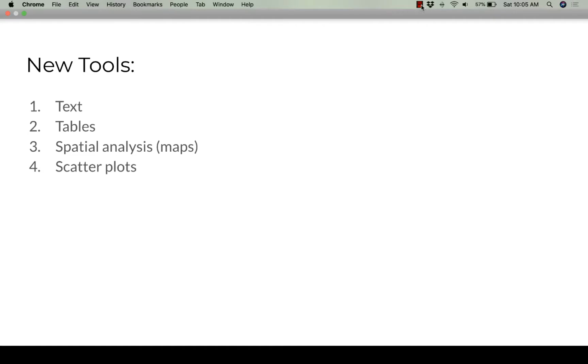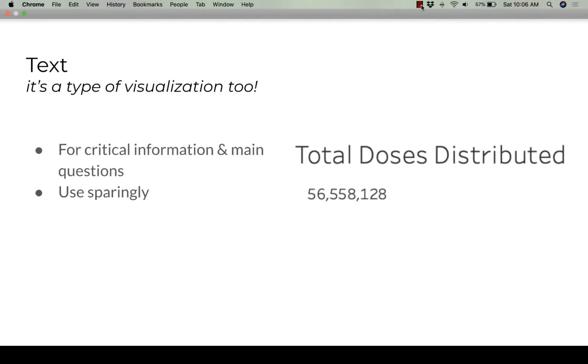This week, I want to introduce 4 new tools, 4 different ways to visualize data: text, tables, spatial analysis or maps, and scatterplots. So let's start with text.